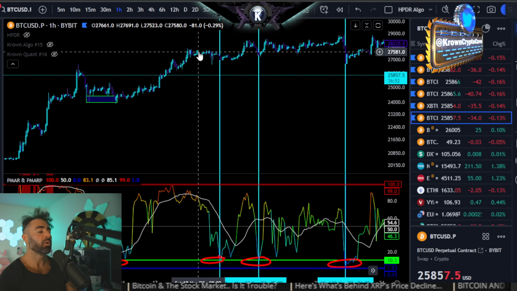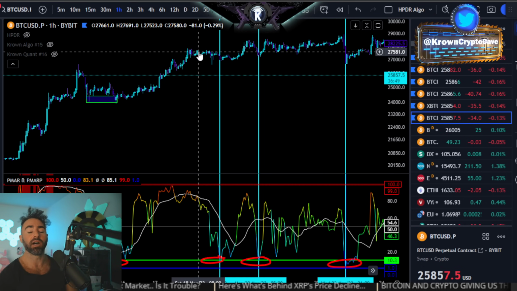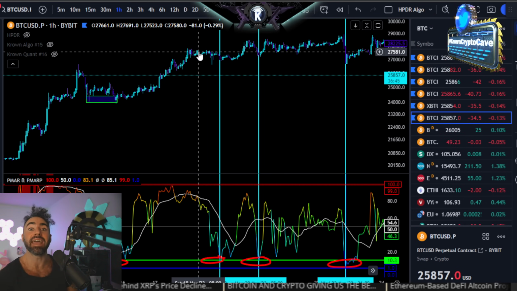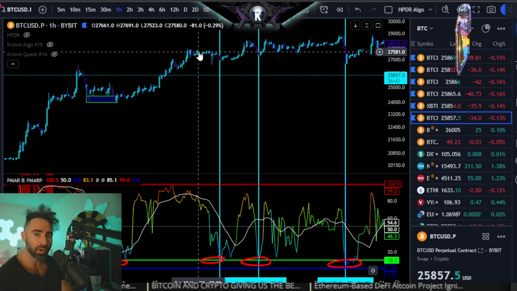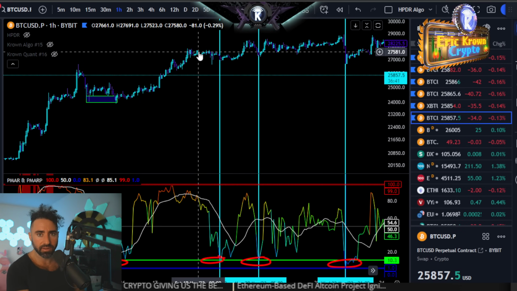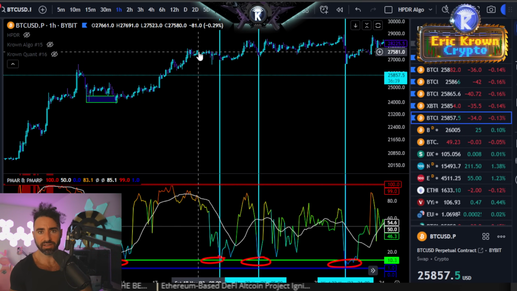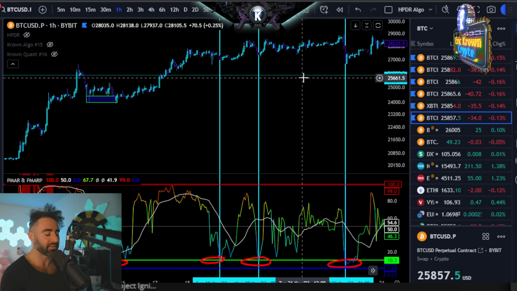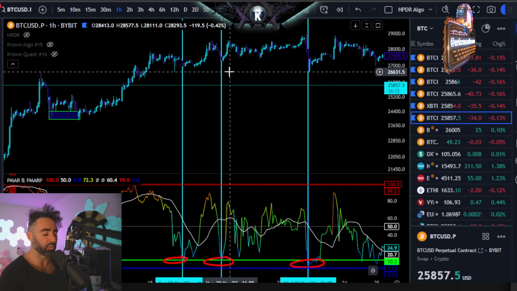But of course, when things are breaking out within the context of an uptrend, we would expect PMARP to not just be very high, but stay high, because it is higher relative to the look back period. Because a breakout implies that it hasn't seen that price or that high in quite some time. So naturally, the indicator will reflect that.